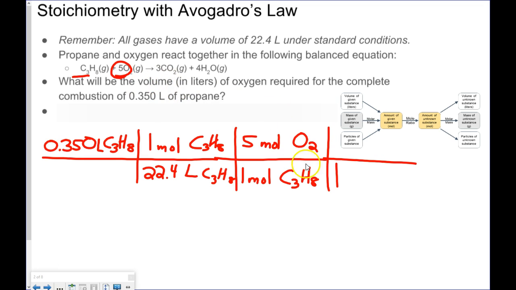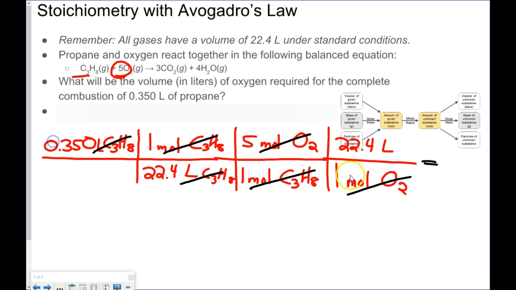And I know that for each mole of oxygen, that is going to work out to be 22.4 liters at standard temperature and pressure. Everything here is going to cancel out, just like we've seen in previous ones. Liters of propane cancels out. Moles of propane cancels out. In this case, moles of oxygen cancels out, and I'm left finally with my 22.4 liters of oxygen.